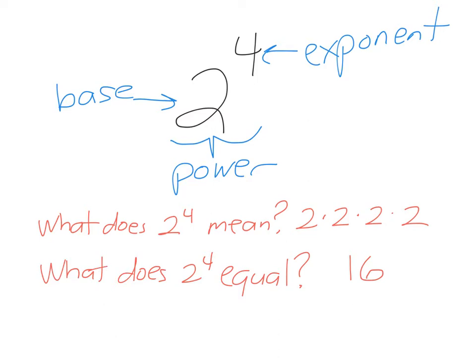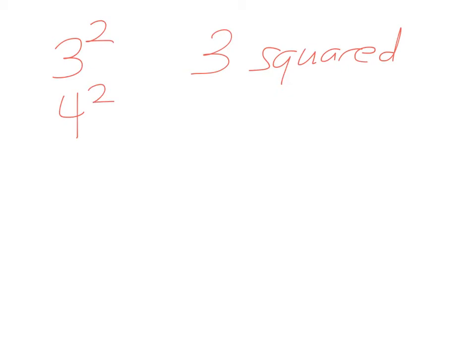Moving on, in some cases, we have special words that we're going to use. For example, if I asked you to read that to me, we don't say 3 to the 2nd power. We actually say this is 3 squared. This is 3 squared. If I wrote this, that would be 4 squared. You know what 4 squared is, right?